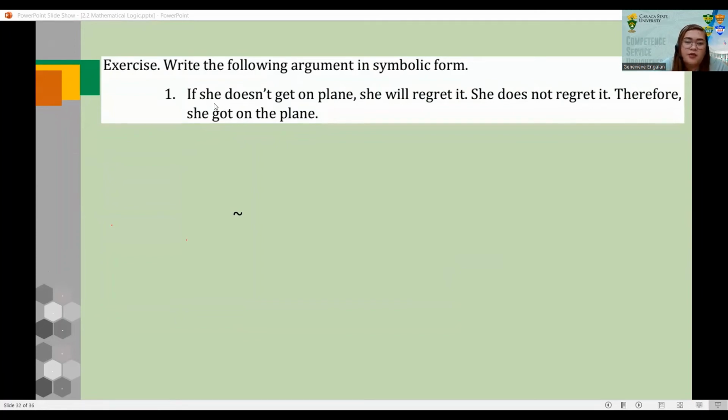So, for example, number one: if she doesn't get on the plane, she will regret it. She does not regret it. Therefore, she got on the plane. So, mag-let ko sa mga statement based sa gihatag nga argument. Ang akong ilet nga P, she got on the plane. Again, ang letters pwede bisan unsa, you can use X, Y, G, M. Tapos, R, she will regret it.